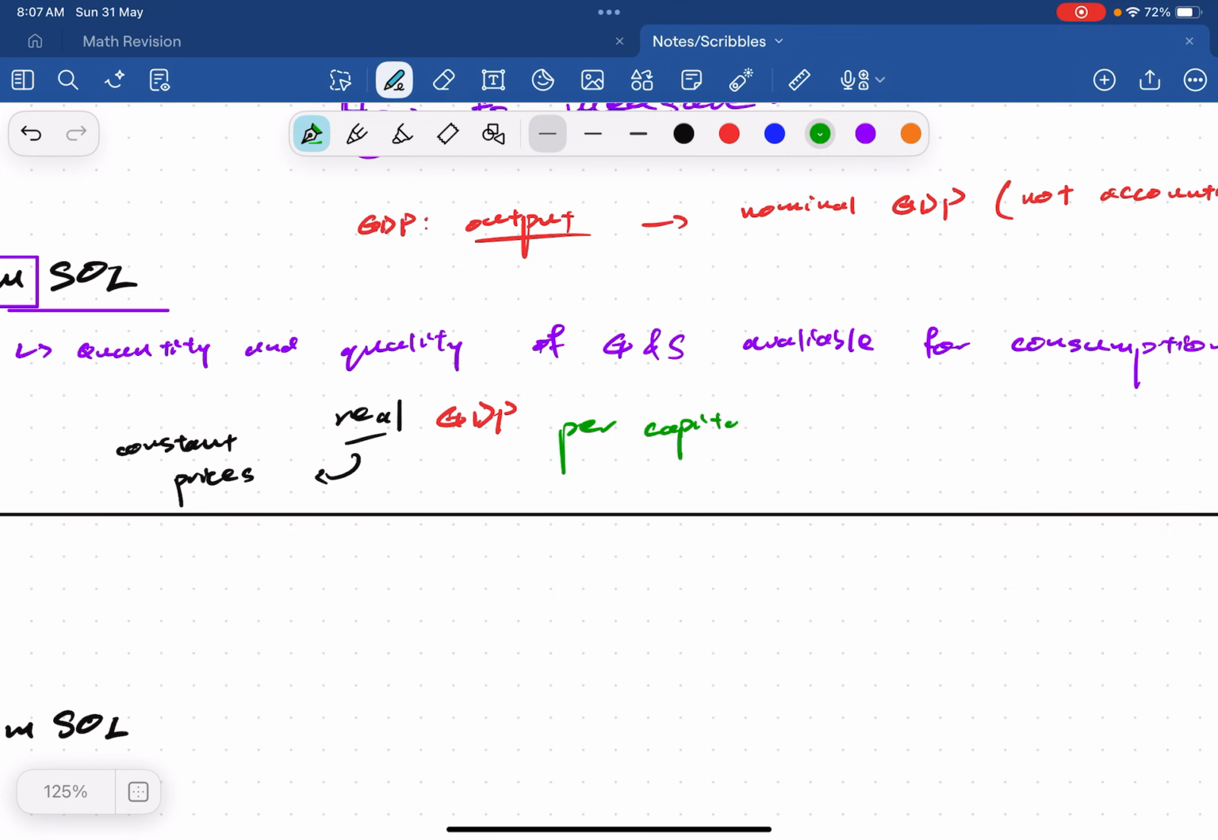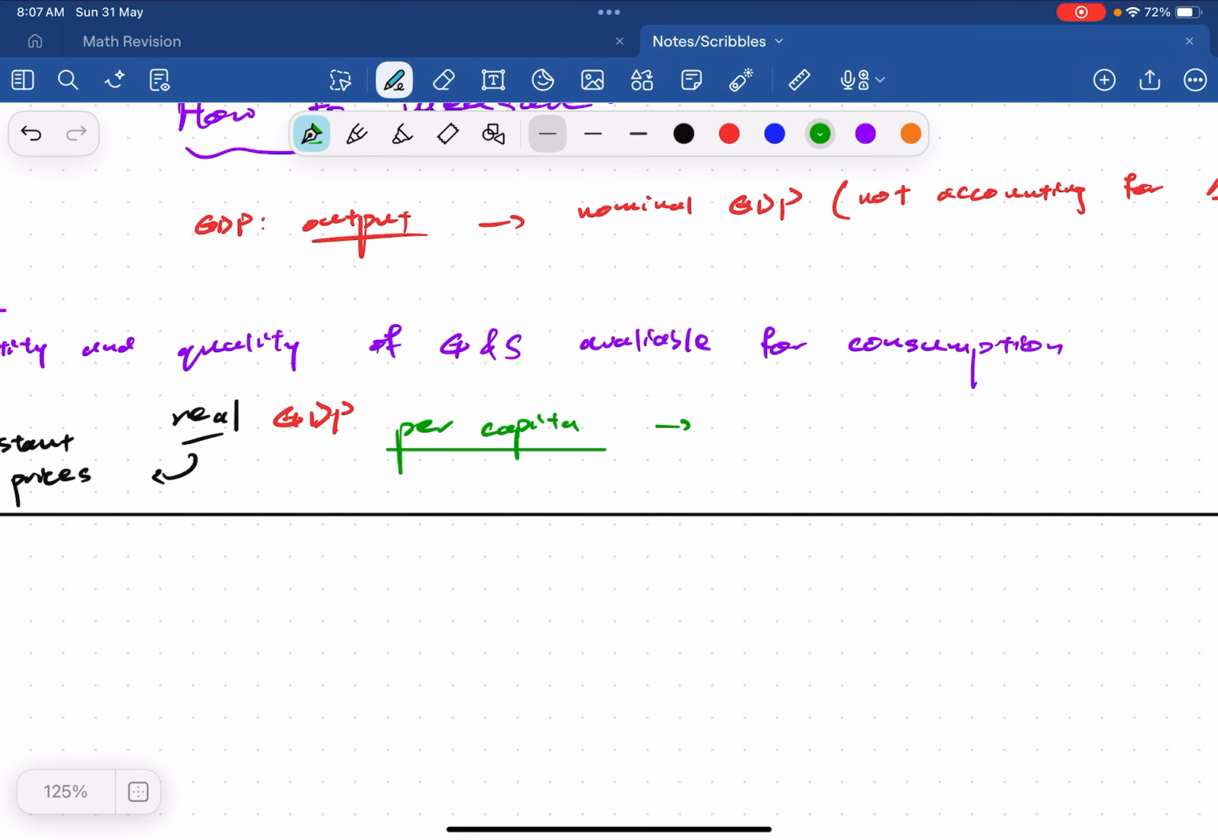And please know that the point of this per capita is to account for changes in population level over time.